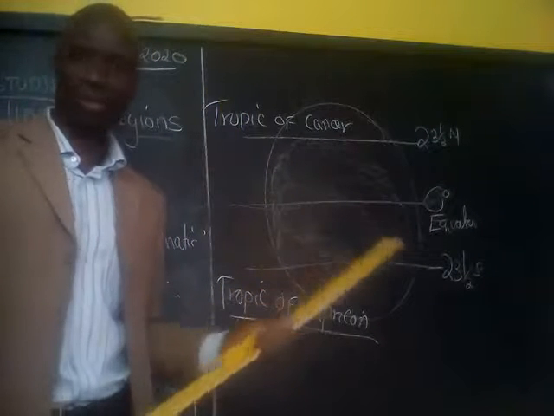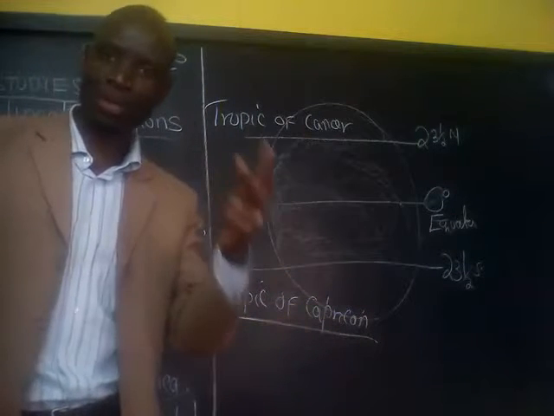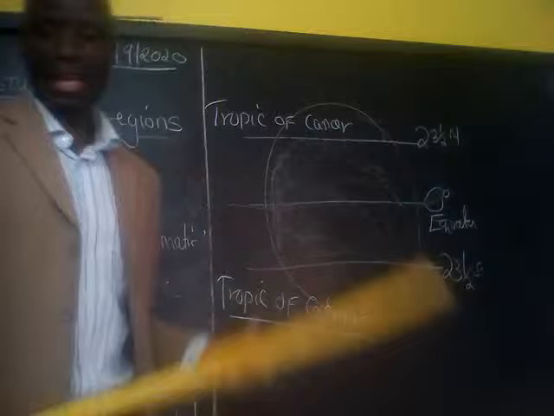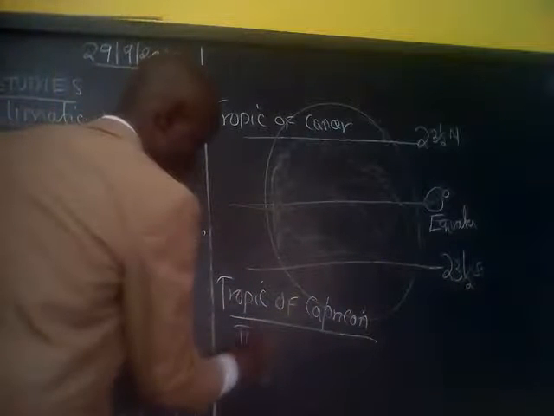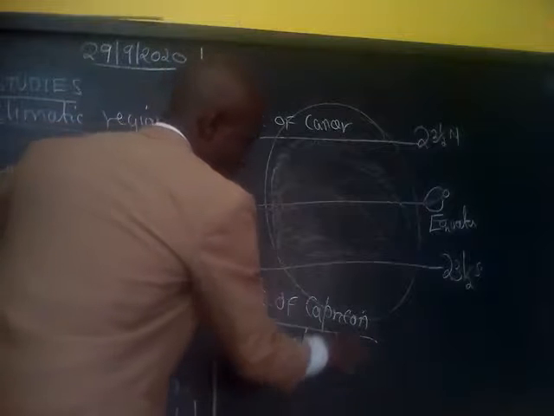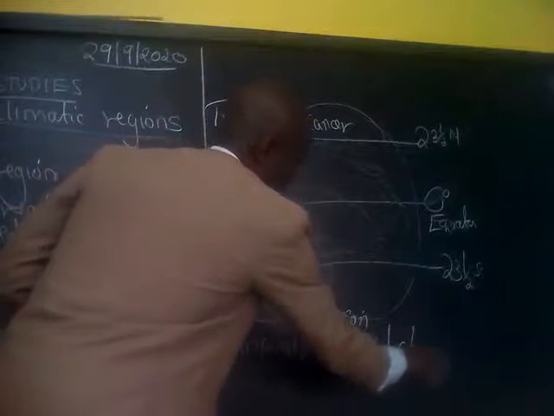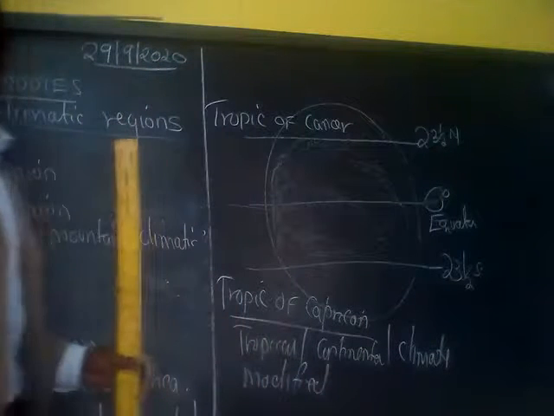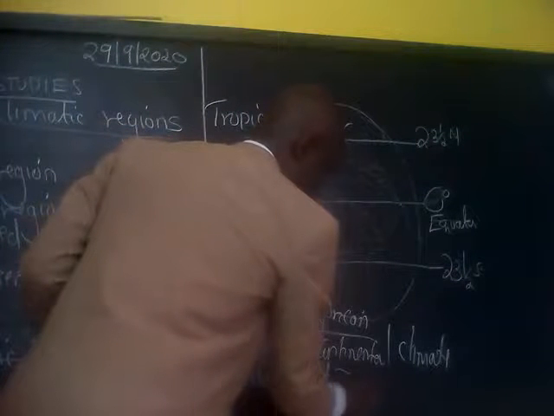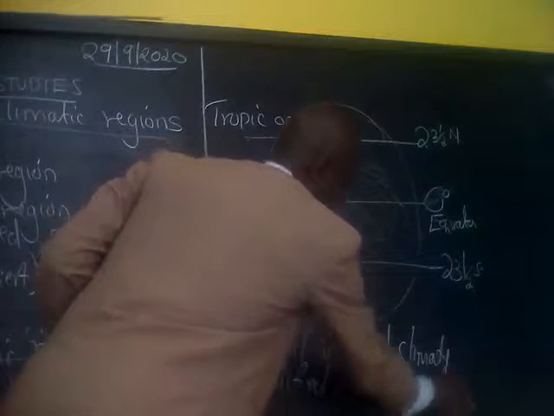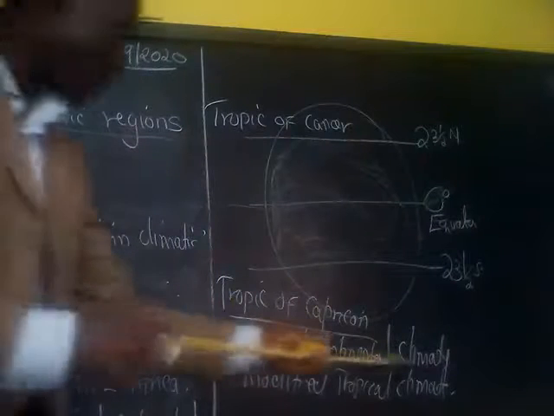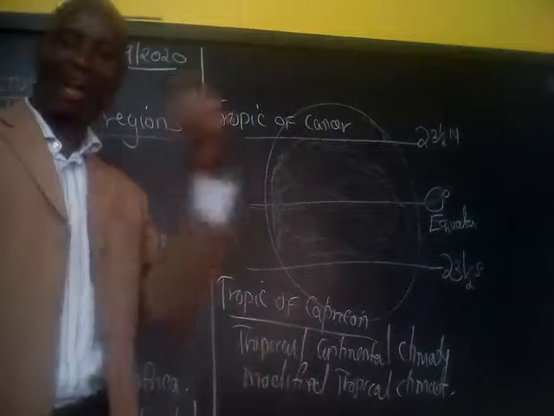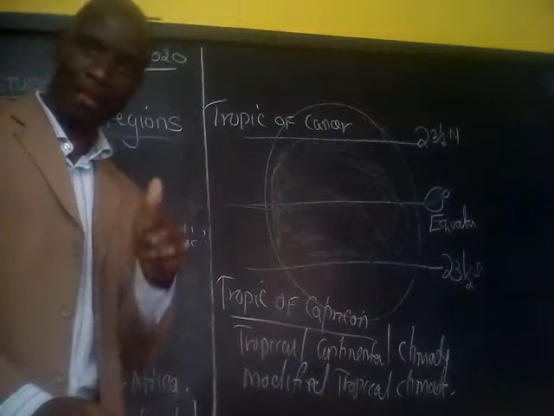That brings us to the next area, where we have two categories of tropical continental or Savannah climatic region: tropical continental climate and modified tropical climate. We'll be looking at them one after the other in our next lesson. Otherwise, for today, have a good day.